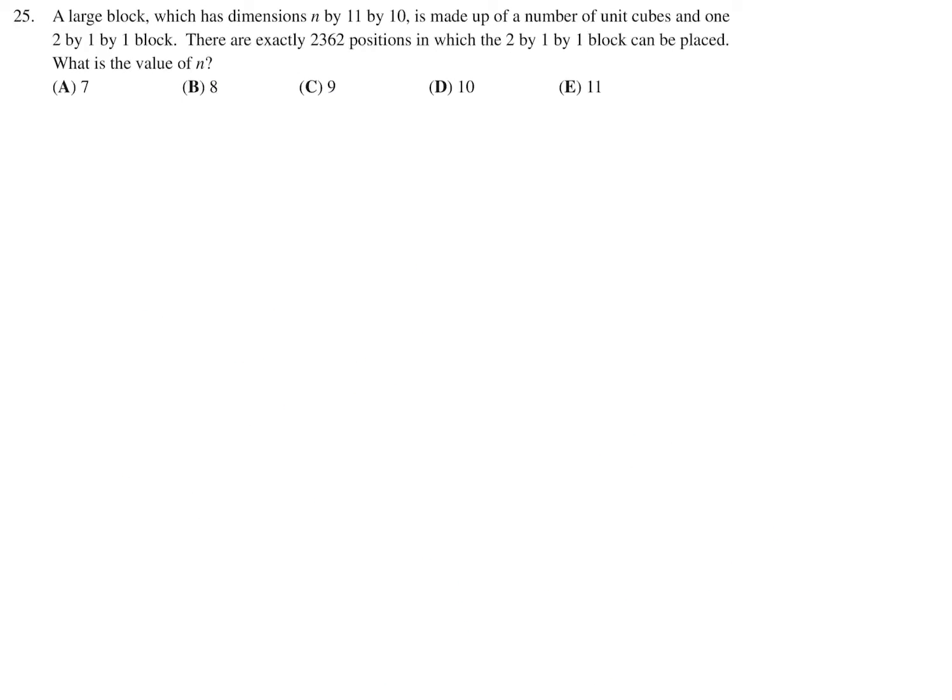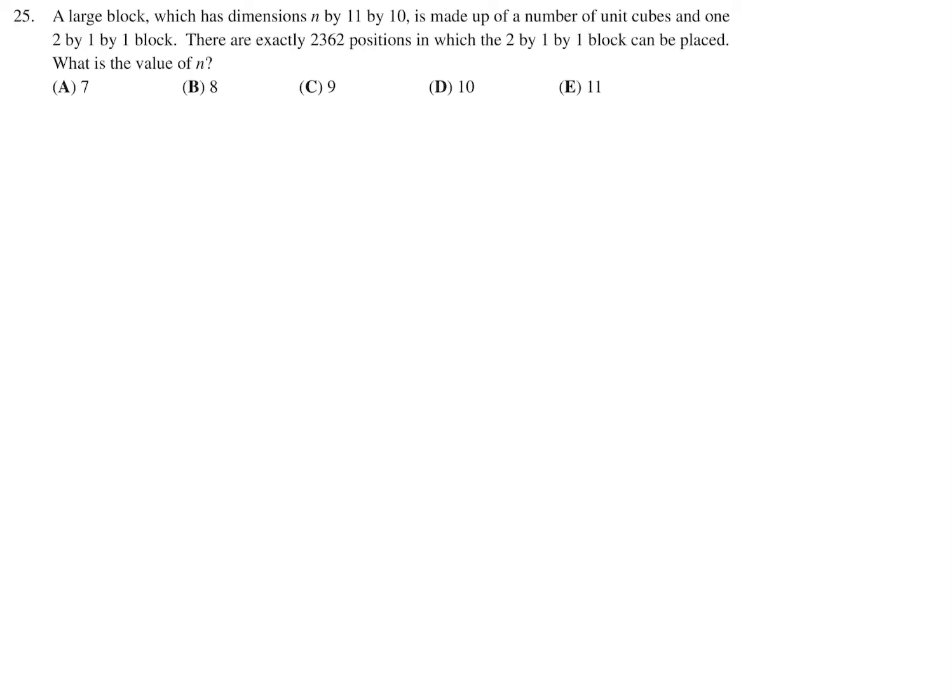A large block which has dimensions n by 11 by 10 is made up of a number of unit cubes and one 2 by 1 by 1 block. There are exactly 2,362 positions in which the 2 by 1 block can be placed. What is the value of n?